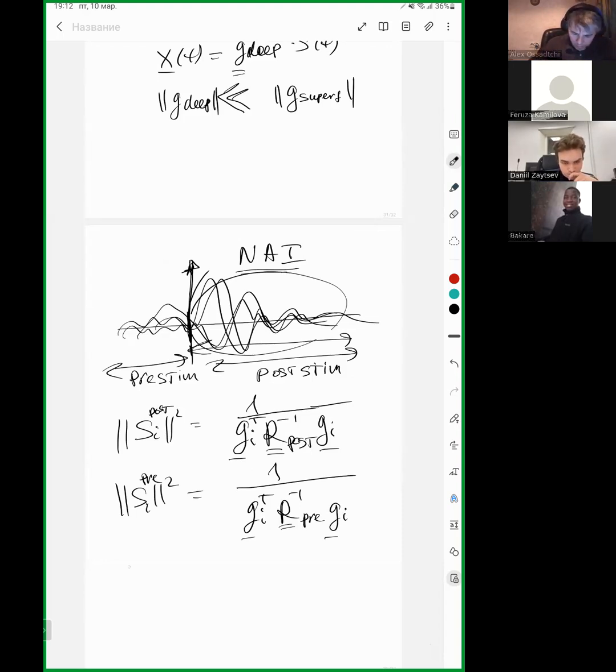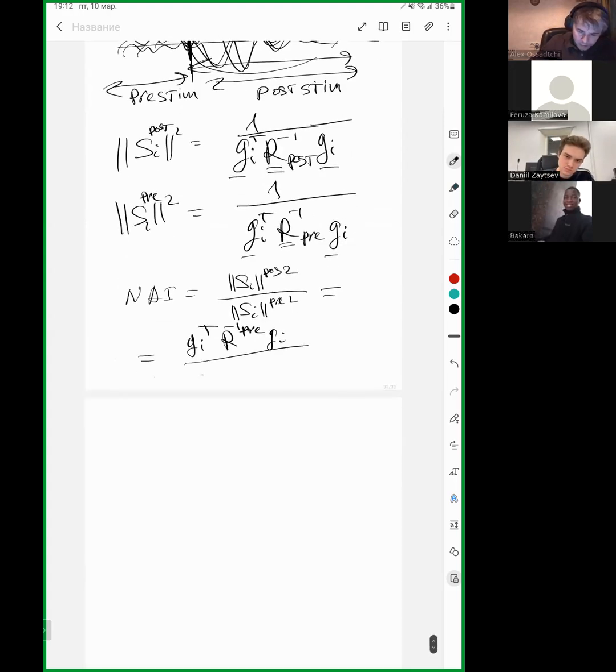And then basically you say that the neural activity index is equal to the source power post squared, divided by the source power pre squared, right? And that's clearly GI transpose R minus 1 pre GI divided by GI transpose R minus 1 post GI. And that's your neural activity index as estimated with the beamformer.